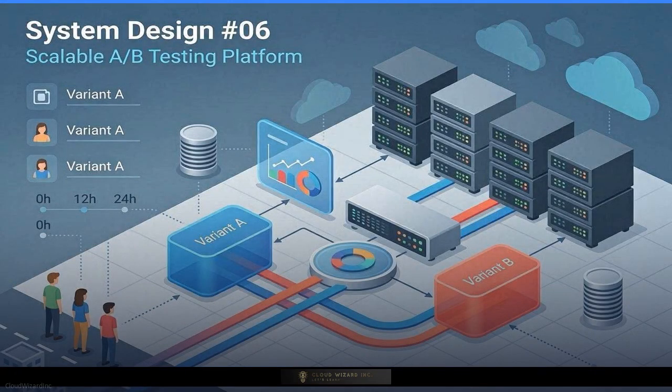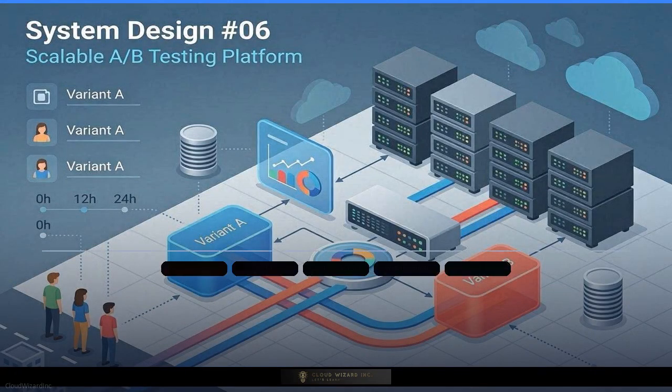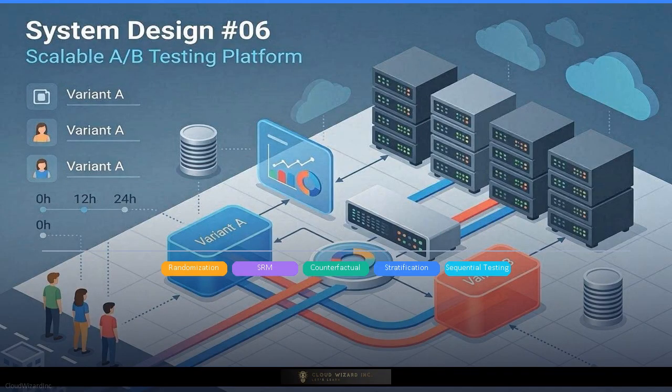Welcome to Cloud Wizard. In this video, we're doing a complete deep dive into the Scalable A/B testing platform, the system that powers trustworthy experimentation at companies like Google, Meta, Netflix, LinkedIn, and Spotify. We'll cover how to assign users to variants, collect and join exposure and outcome events, run statistical analyses, detect sample ratio mismatch, and guard user experience with guardrail metrics. Whether you're preparing for a senior engineering interview or building experimentation infrastructure at scale, this one is for you. Let's get into it.